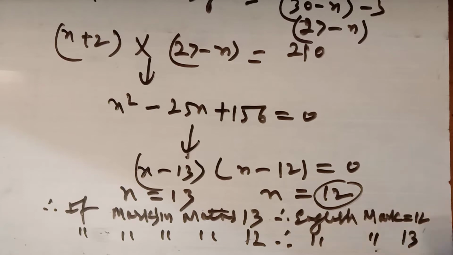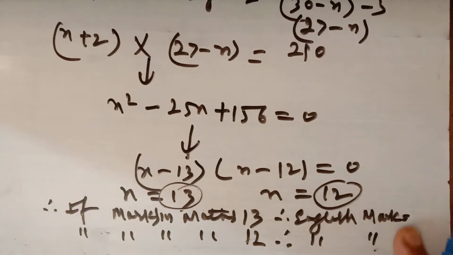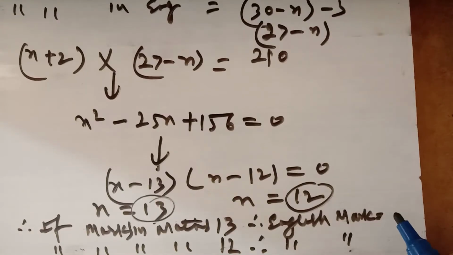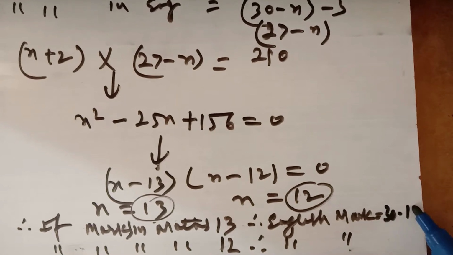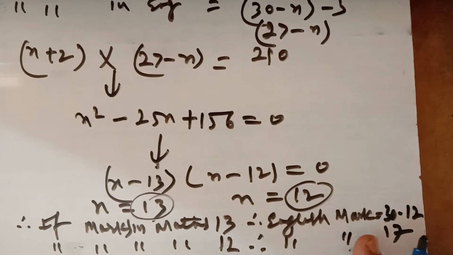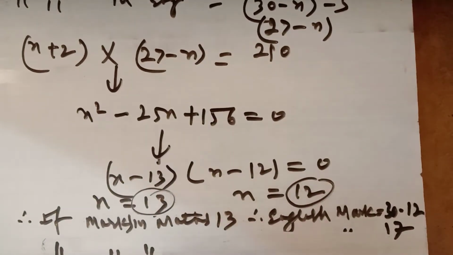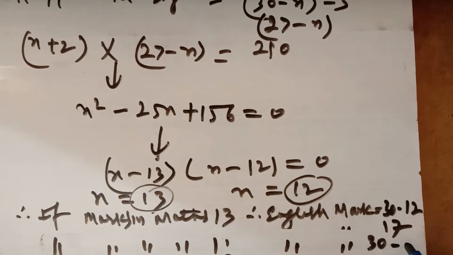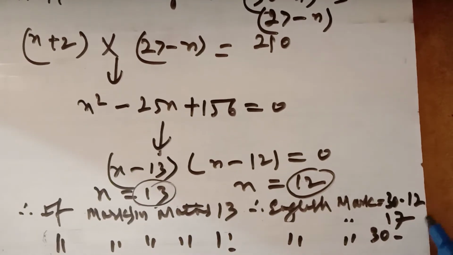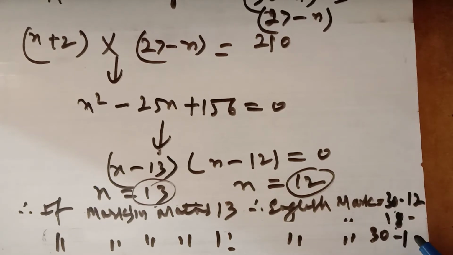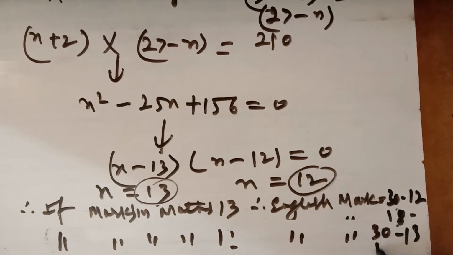So if the marks in maths is 13, then the marks in English will be 30 minus X, that is 30 minus 12, that is 17. First condition: if the marks in maths is 12, then the English marks will be 30 minus 12, that will be 18 here, and here it will be 17.